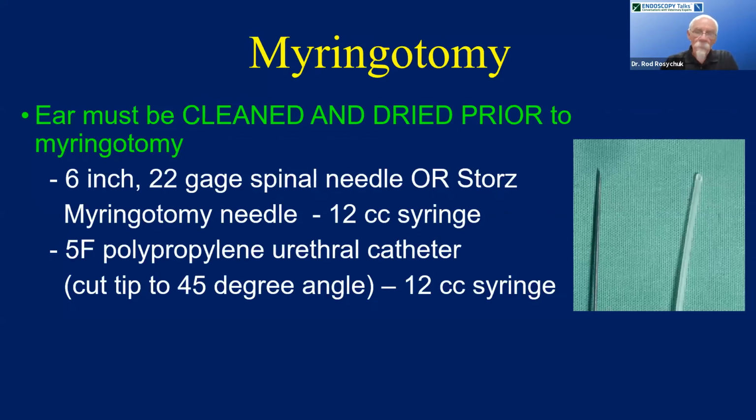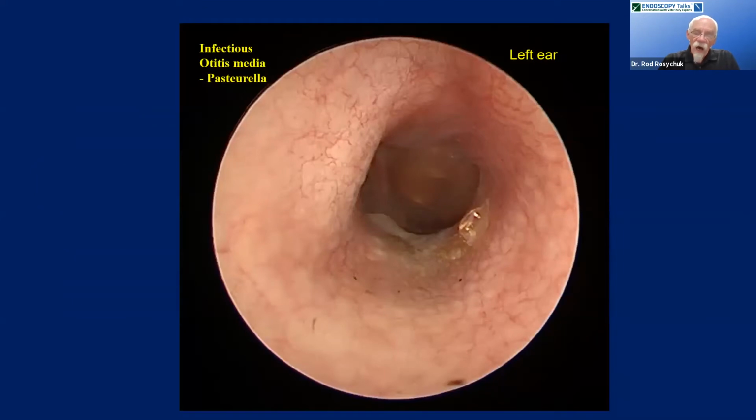As far as meringotomies are concerned, again, what's really, really important is that ears should be very clean and very dry prior to doing a meringotomy. And for doing them, as I mentioned before, I tend to start my meringotomies with a spinal needle, a nice clean, small hole, which allows me to then subsequently put a polypropylene urethral catheter into that hole. These are attached to a syringe.